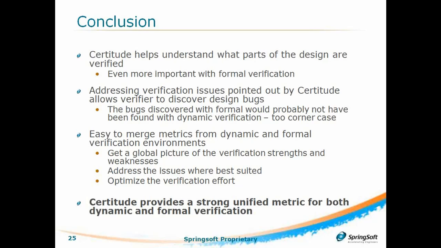Third point is that it's easy to merge metrics from dynamic and formal verification environments to get a global picture of the verification strengths and weaknesses, which allows you to address those issues where it's best suited, either by using formal or by using dynamic verification. And it allows you to optimize the verification effort. So instead of having 2 different verification environments that you push as much as you can, you really combine the results. And Certitude provides a strong unified metric for both dynamic and formal verification because it's using the same definition.